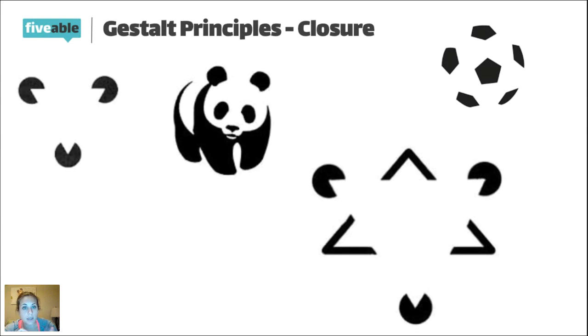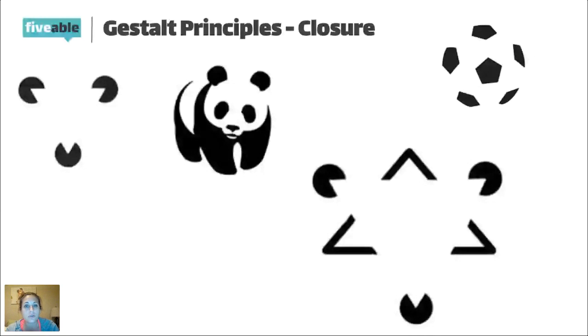Same thing with the panda. The panda is just a bunch of white space. It's not completely filled in or closed off, but your brain fills in those gaps and says, yep, that's a panda. Or the soccer ball on the upper right. It's not really a soccer ball. It's a bunch of black shapes, kind of pentagon-like shapes, but your brain puts that together and says that's a soccer ball. It closes the gaps, it closes that information and finishes it for you. So that's just the principle of closure. Our brain fills things in for us. Again, another shortcut. It helps us understand things.